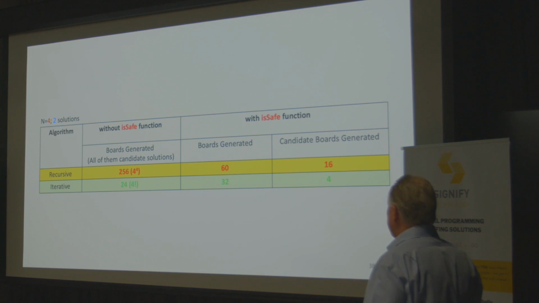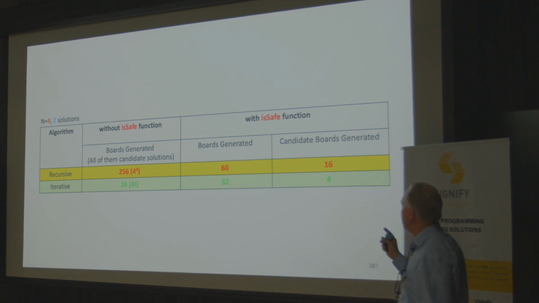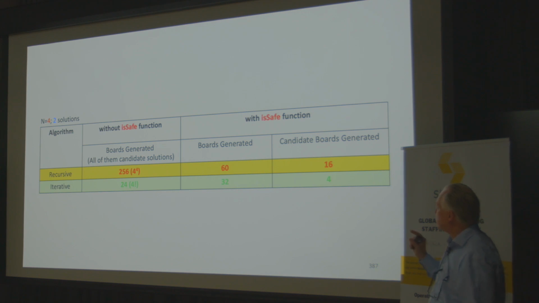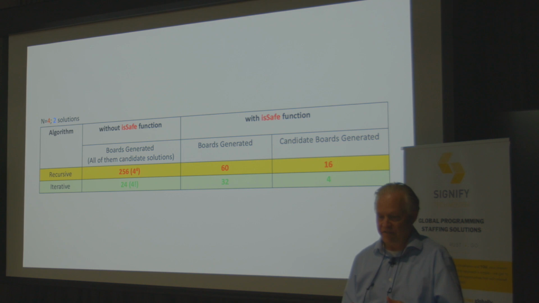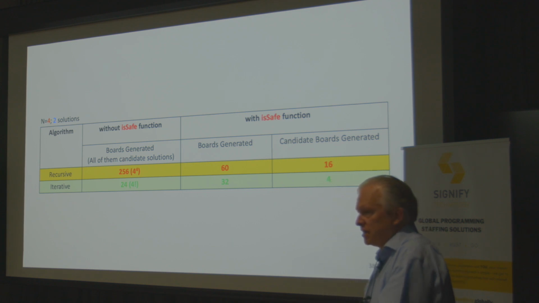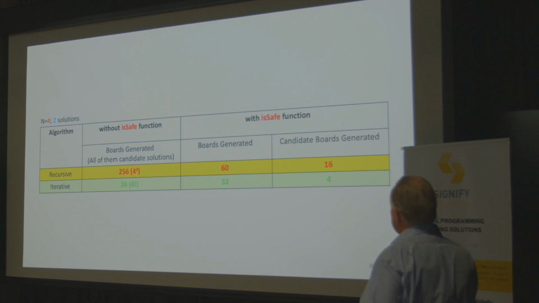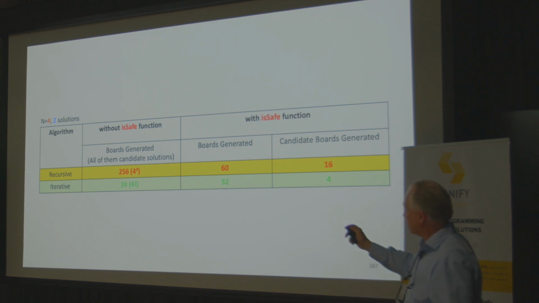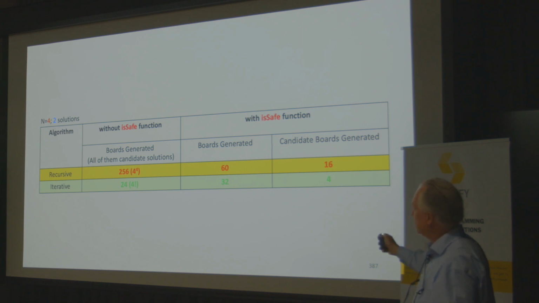on this slide. If you look at the right-hand side of this table, when n is 4, the recursive algorithm generates 60 boards, of which 16 are the ones that have the requisite number of queens on them. I call them candidate boards. They may well be the answer that you're looking for. So 60 and 16. The iterative one does less work. It generates 32, of which 4 are the candidate boards.